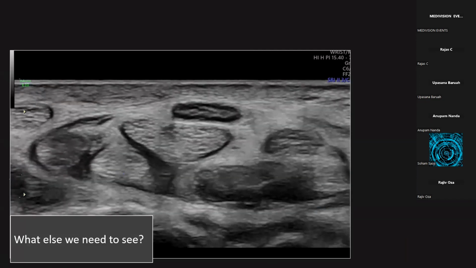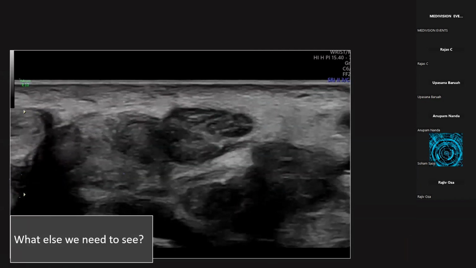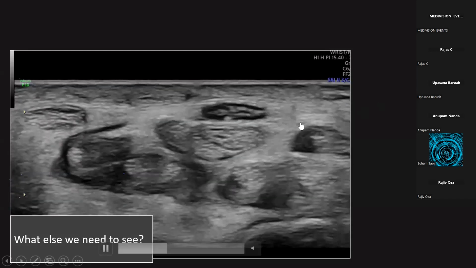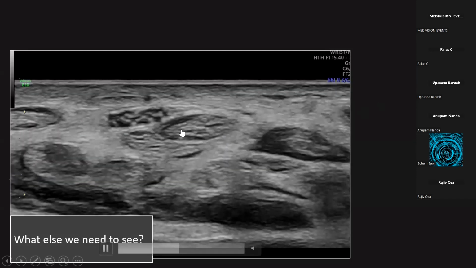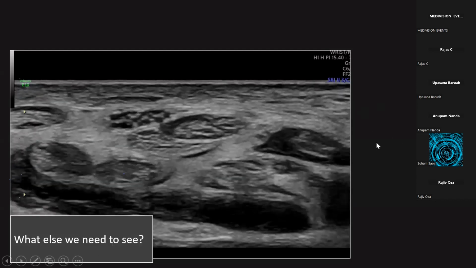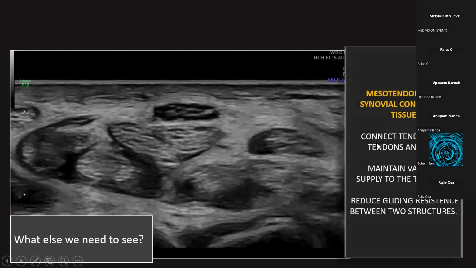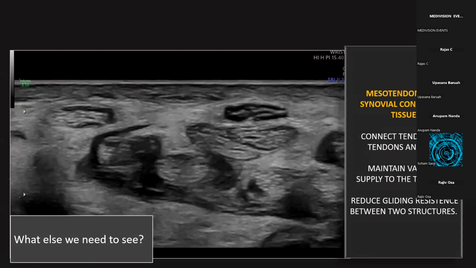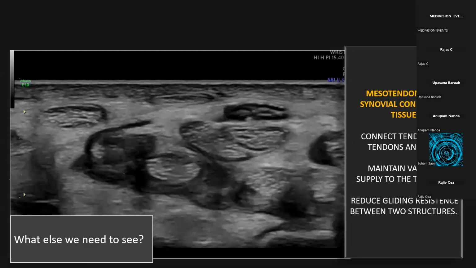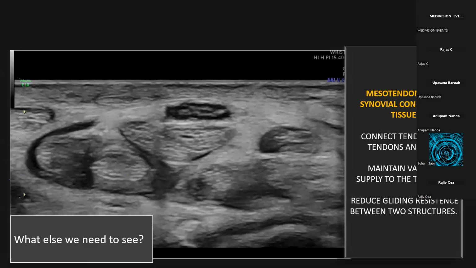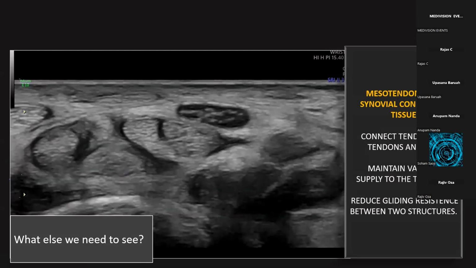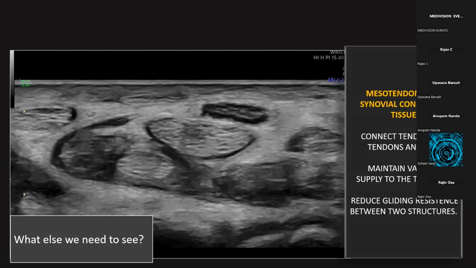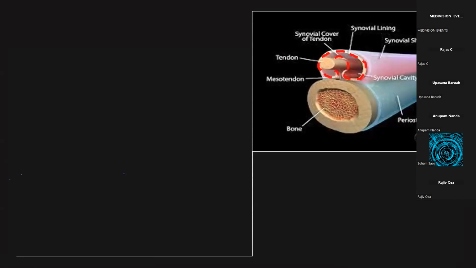So what else do we see in the carpal tunnel besides the tendon and the nerve? You can see some connective tissues in between the nerve and the mesotendons. And these are the mesotendons or subsynovial connective tissue that connect the tendons to tendons and the median nerve. They maintain the vascular supply to the tendons and reduce the gliding resistance between the structures. So these are another component or content of the carpal tunnel, and that we better see in a case.